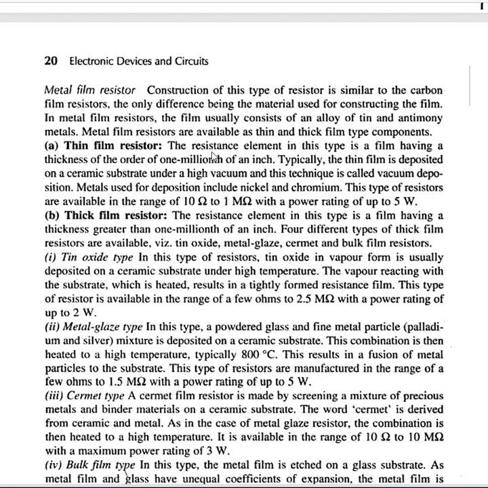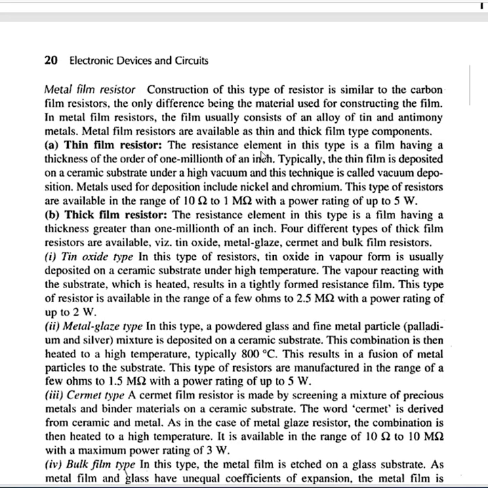Thin film resistor. The resistance element in this type is a film having a thickness of the order of 1 millionth of an inch. Typically, the thin film is deposited on the ceramic substrate under a high vacuum, and this technique is called vacuum deposition. Metals used for deposition include nickel and chromium. This type of resistor is available in the range of 10 ohm to 1 megaohm with a power rating of up to 5 watt.